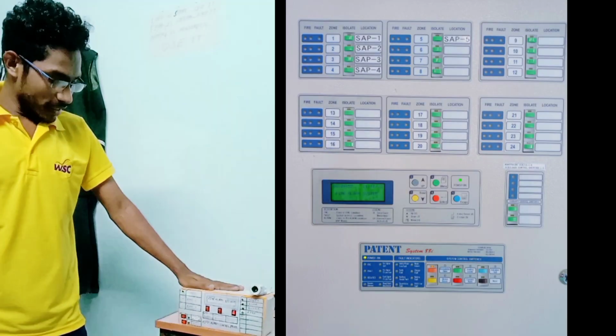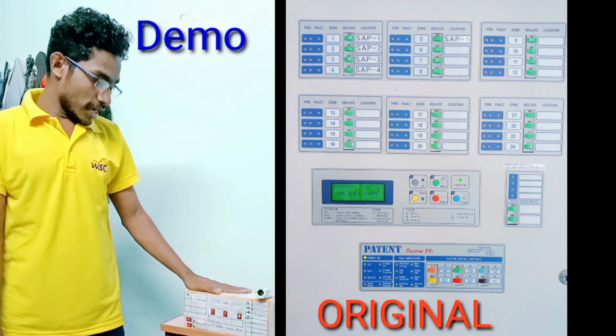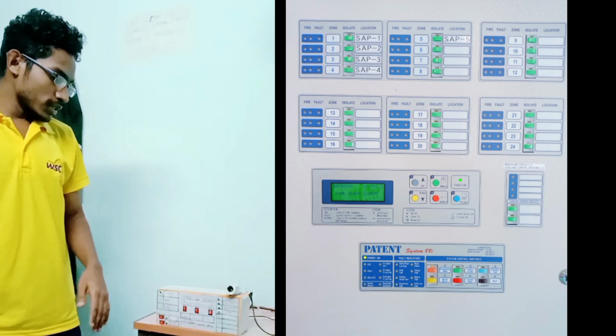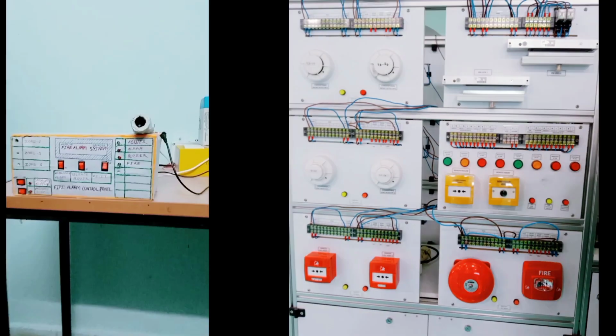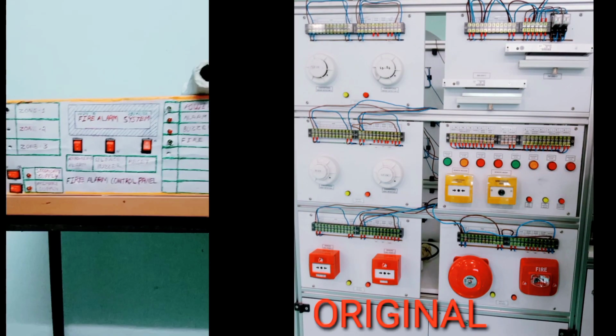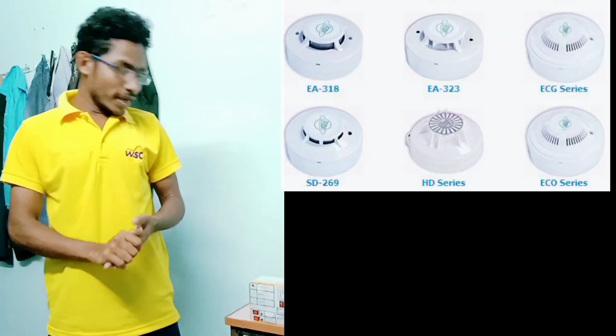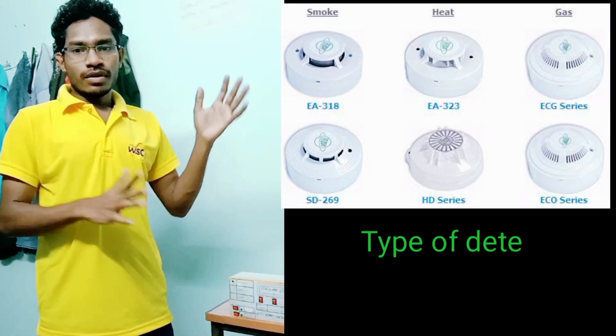So how do we save our lives and properties? Through the fire alarm panel. Each building has a control panel. This panel controls and uses many detectors. So the first thing is we use many detectors in the home or building.